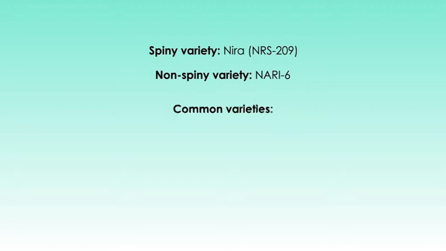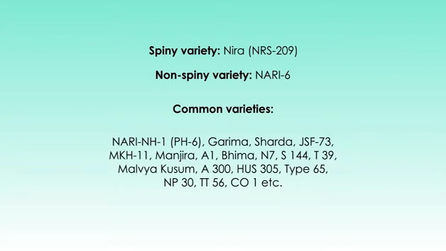Now let's come to the variety study on this safflower. For increasing the productivity of safflower crop, the improved varieties which are capable of giving high yields are spiny variety like Nira, that is NRS 209, non-spiny variety like NRI 6, and others like NRI NH1, that is PH6, Garima, Sarda, JSF73, MKH11, Manjira, A1, Bhima, N7, S144, T39, Malvia Kusum, A300, HUS 305, type 65, NP 30, TT 56, CO1, etc. are common varieties found in India.